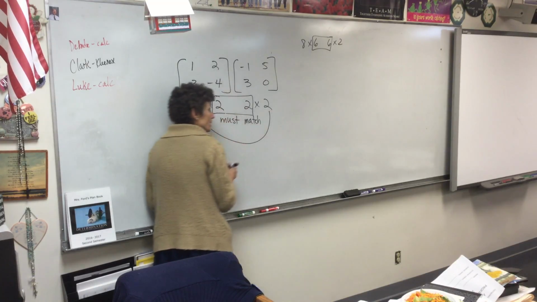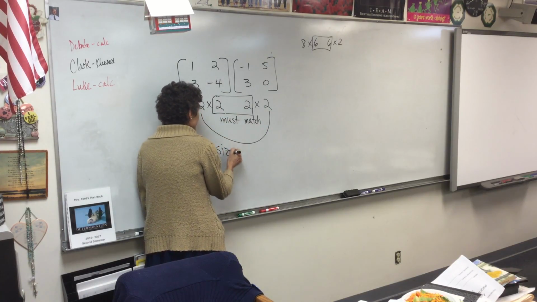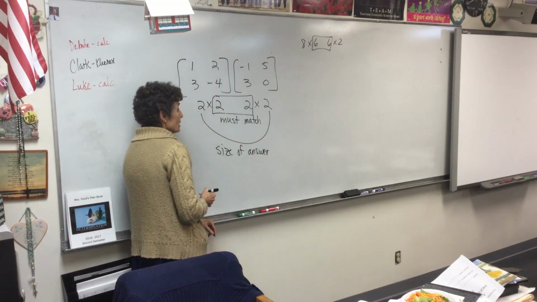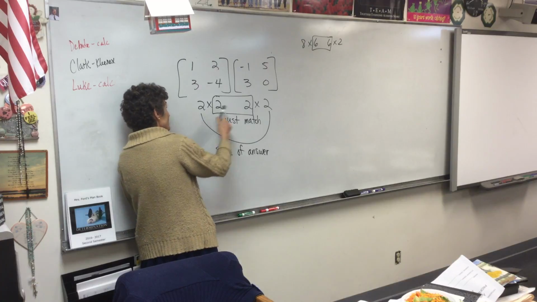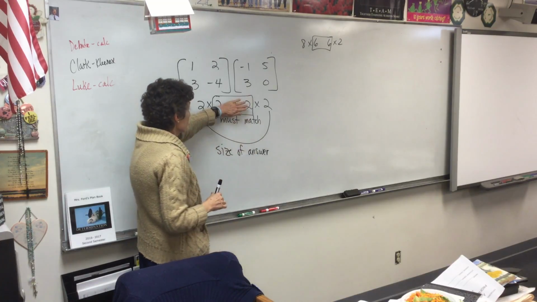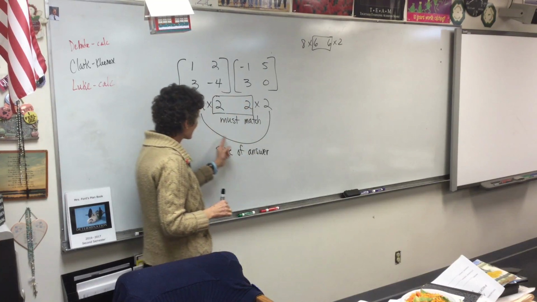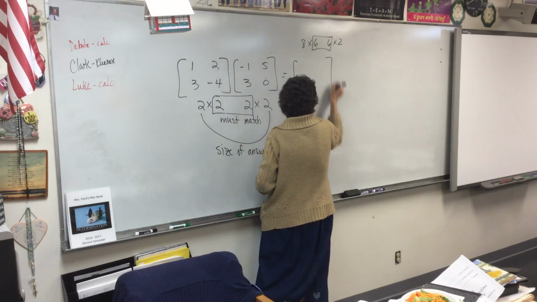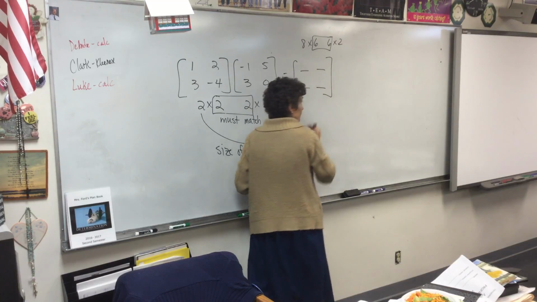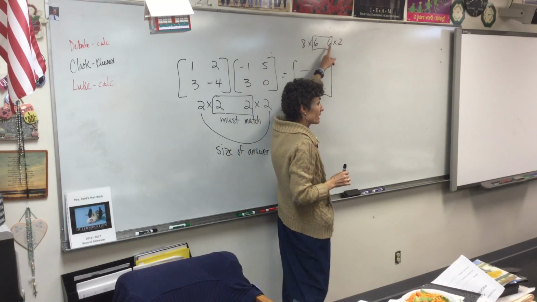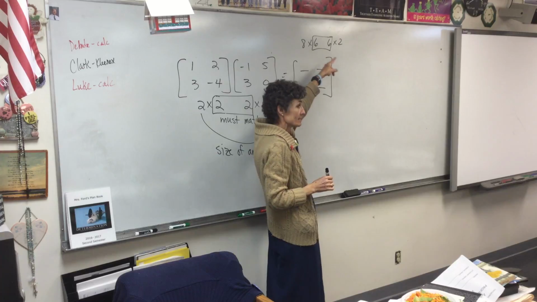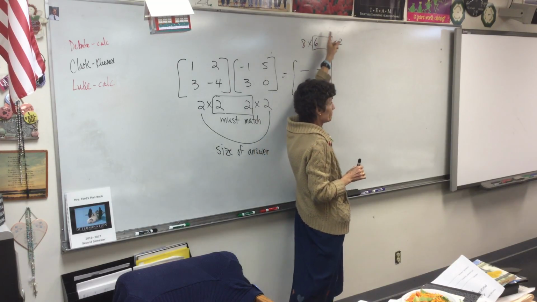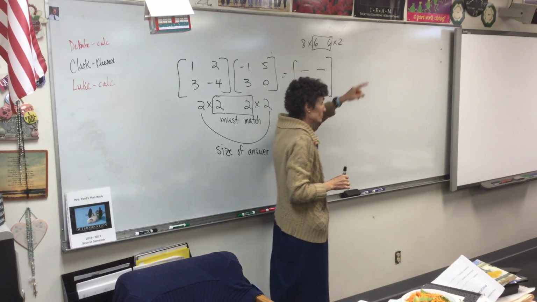These two tell you the size of your answer. So if I'm multiplying a 2 by 2 and a 2 by 2, these match, and my answer will be another 2 by 2. If I were multiplying these, an 8 by 6 and a 6 by 2, these match, and my answer would be 8 by 2.